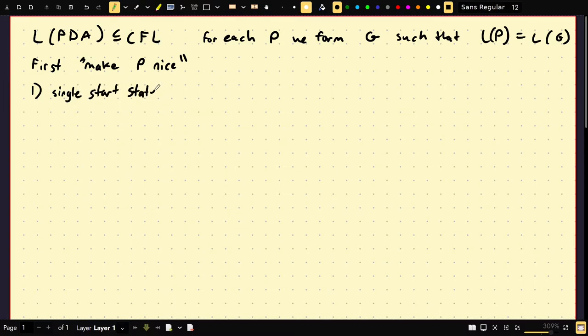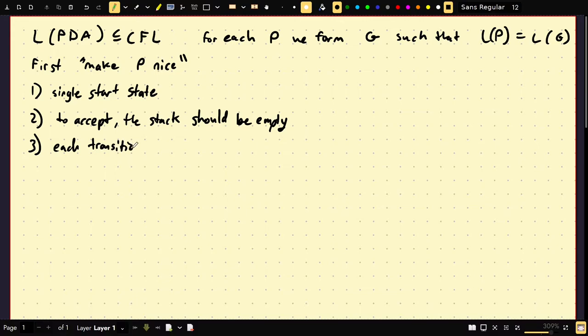Two, to accept, we require the stack to be empty. And three, each transition must either push or pop, but not both. So to explain why a PDA with these rules is still equivalently a PDA, this isn't a restriction or a generalization.